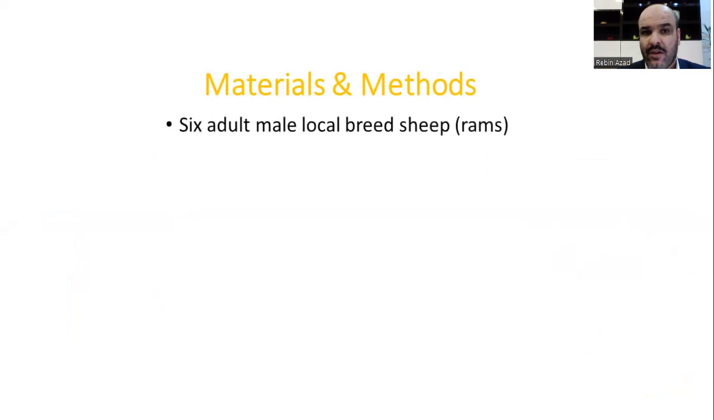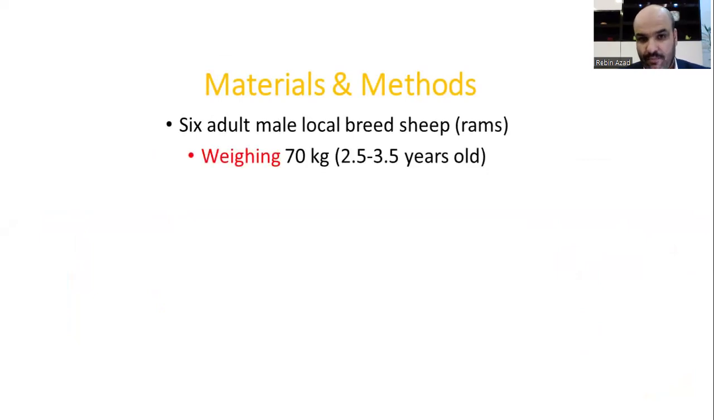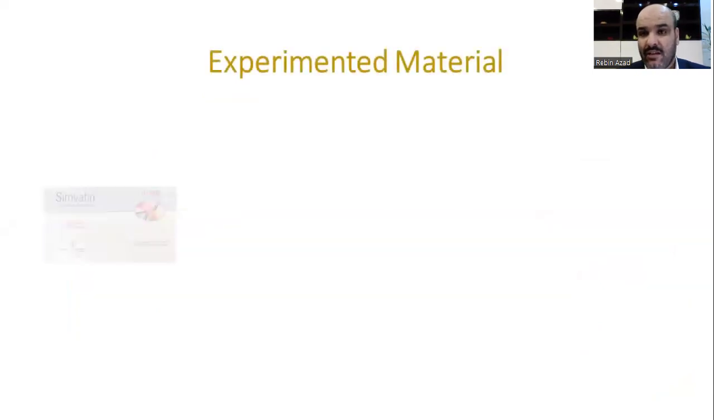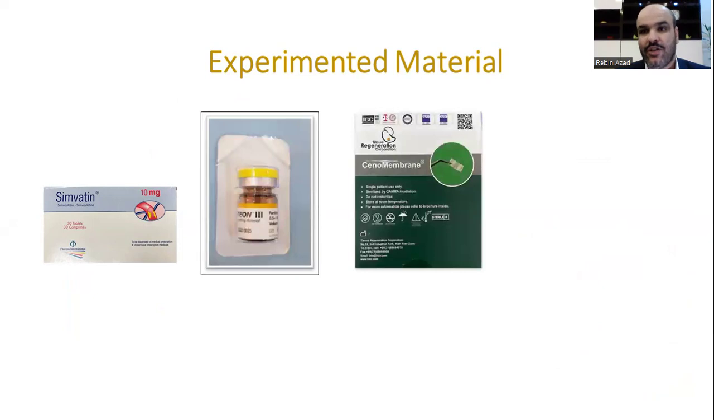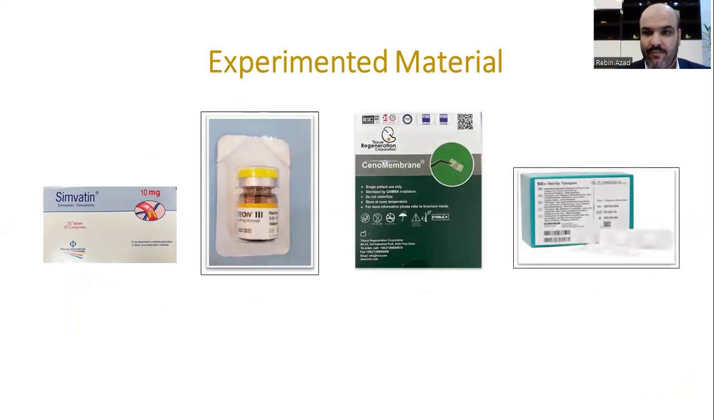Materials and methods: we need 6 male adult sheep, weight 70 kilograms, age between 2 to 3 years. Experimental materials: local simvastatin, which is a 10 milligram tablet, bone graft, collagen membrane, and gel foam.